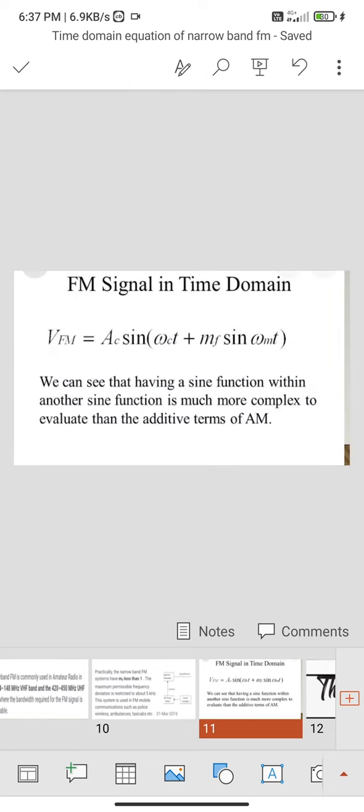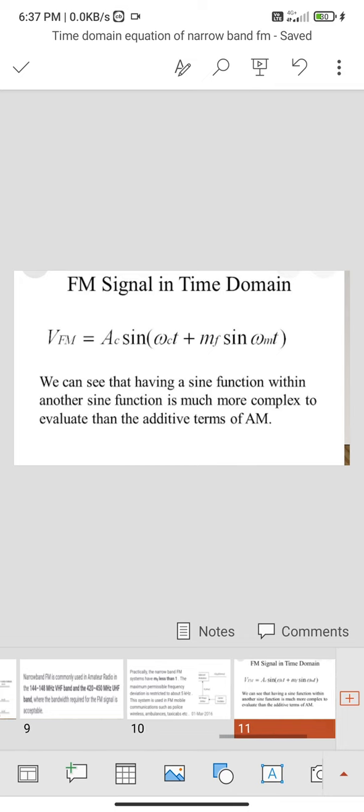FM signal in time domain. VFM equals A sin(omega c t plus mf sin omega m t). We can see that having a sine function within another sine function is much more complex to evaluate than the additive term of AM.